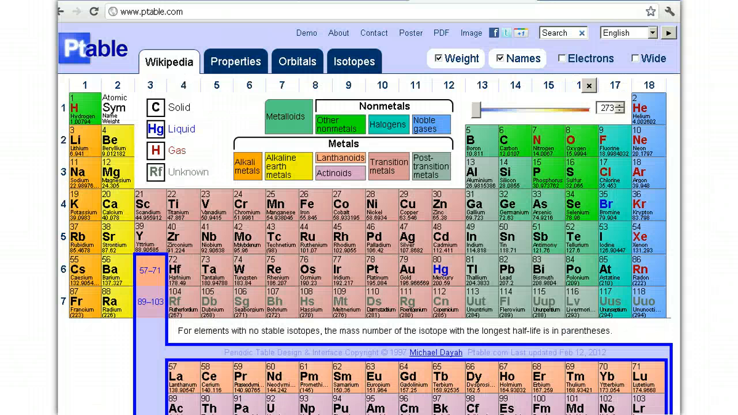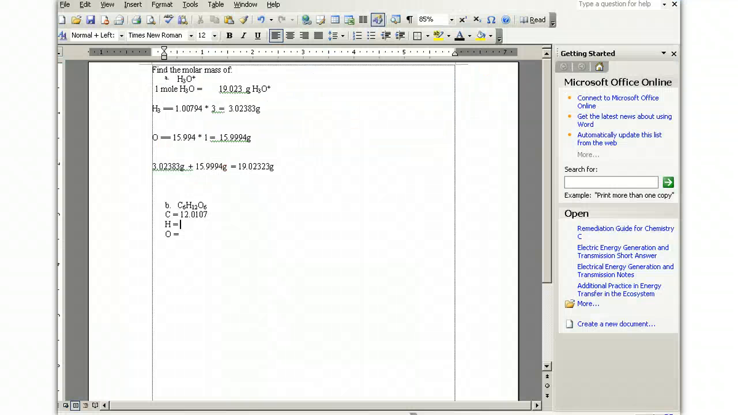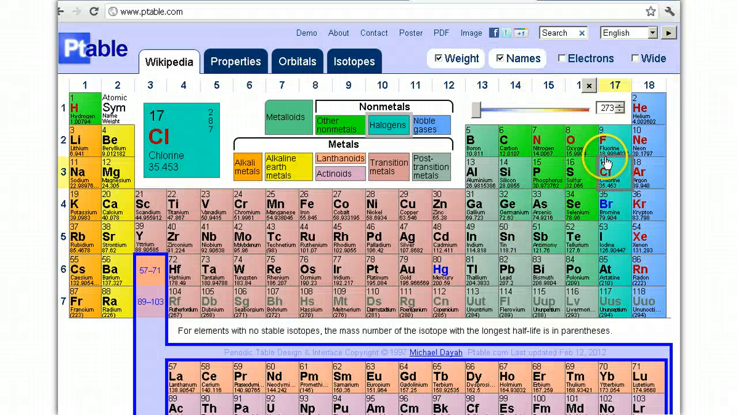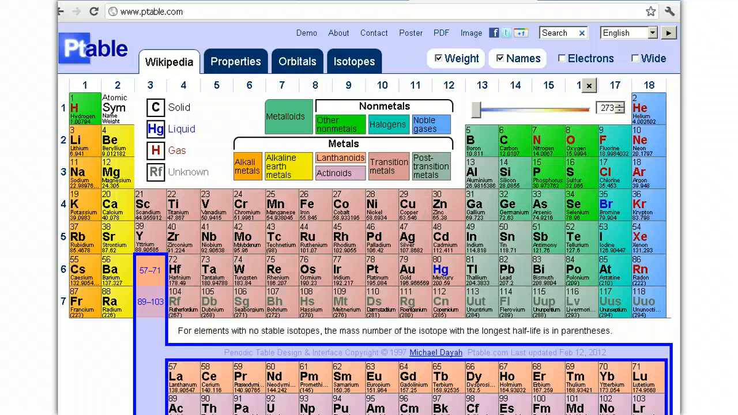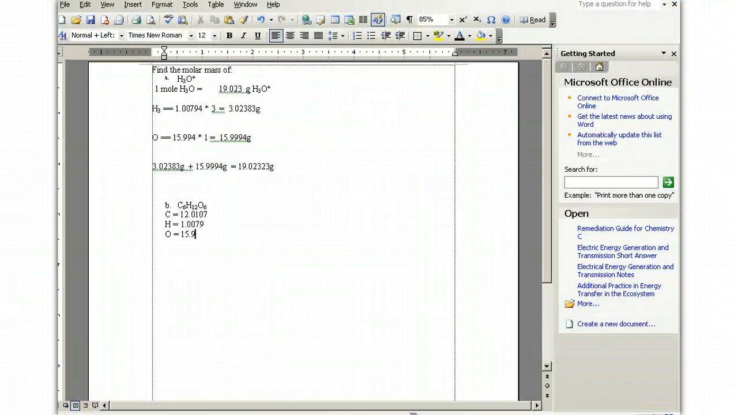Hydrogen is 1.0079. And oxygen is 15.9994. Since the carbon has a subscript of 6, we need to multiply this mass times 6 to get our total mass.